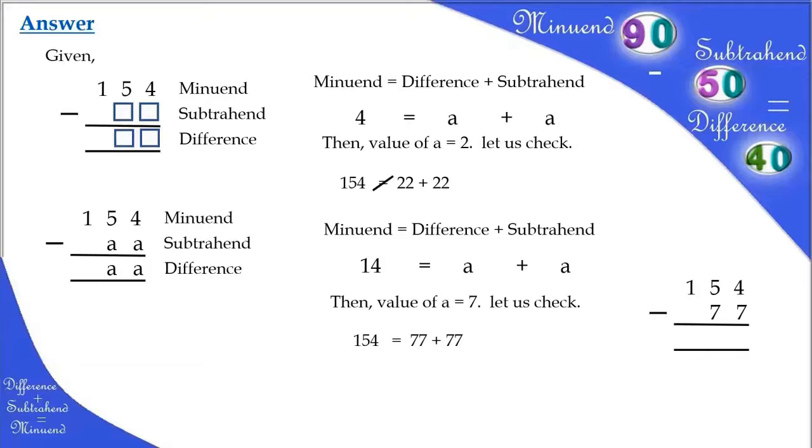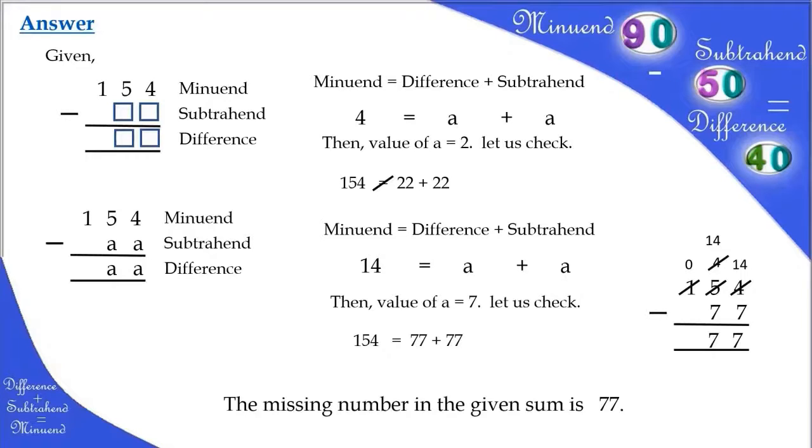Borrow 1 from 5. 5 will become 4 and 4 will become 14. 14 minus 7 is 7. We cannot subtract 7 from 4, so we will borrow again from the nearest left. 1 will become 0 and 4 will become 14. 14 minus 7 is 7. So the answer is 77.